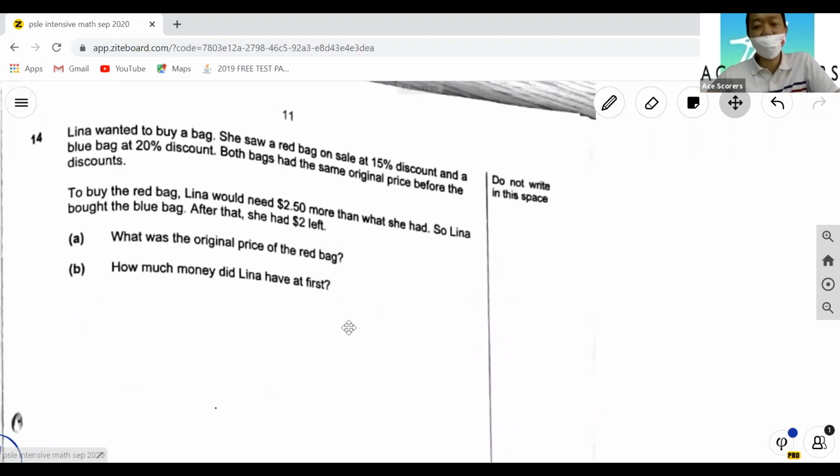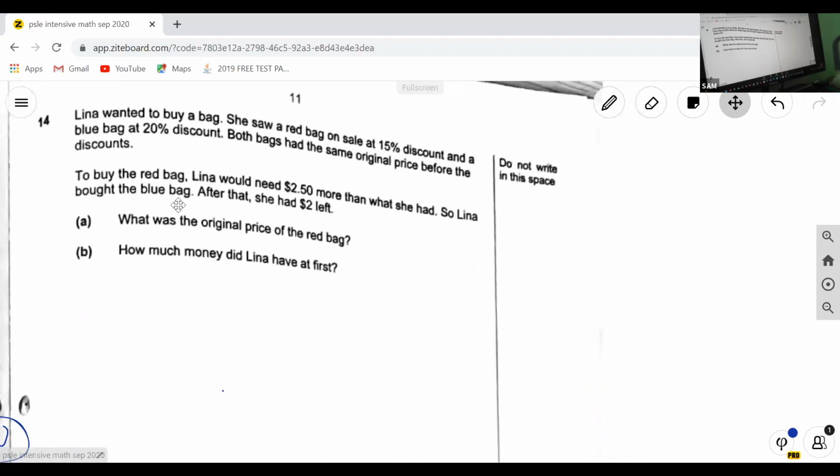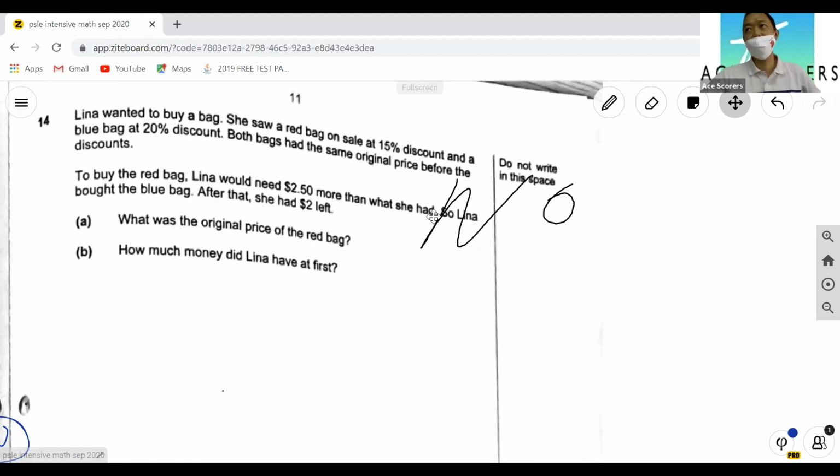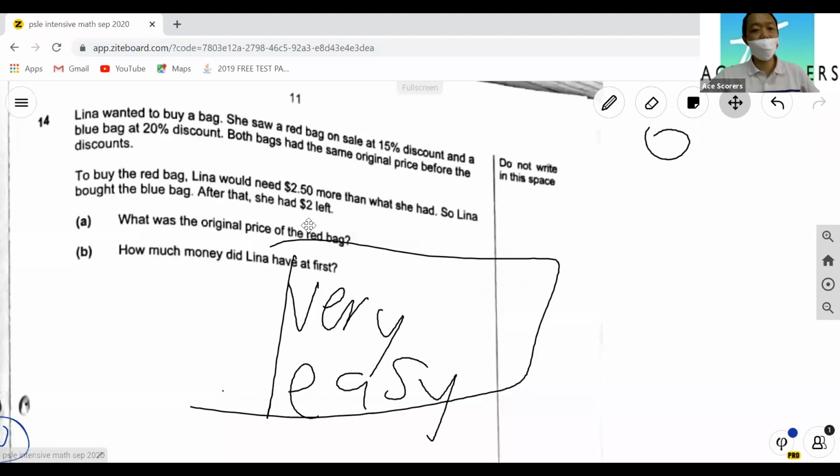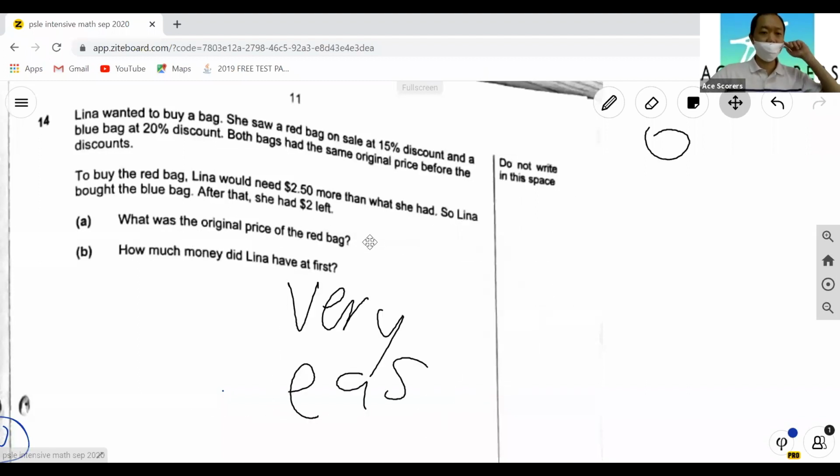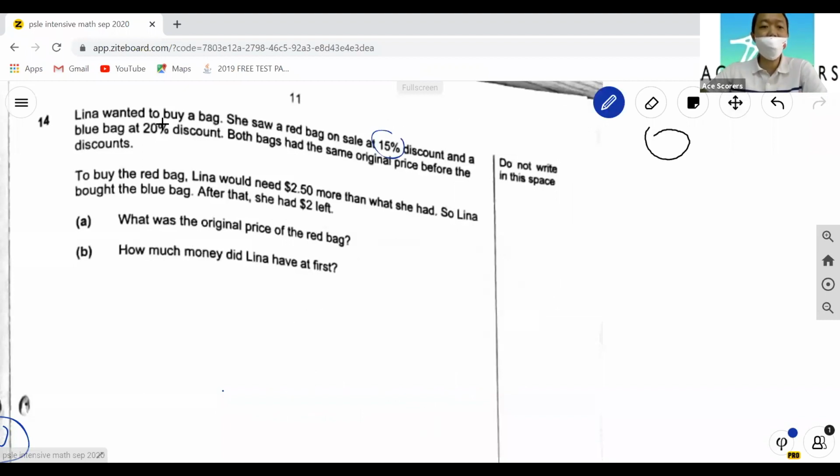Question number 40. This will be the last question for today, for now. She saw a red bag with a 15% discount and a blue one with 20%. Both had the same price. To buy the red, Lina would need $2.50 more than what she had. So Lina bought the blue. After that, she had $2 left. You see, one is 15%, one is 20%, and the difference here is $2.50 more than what you had.